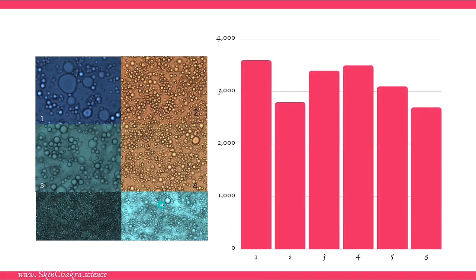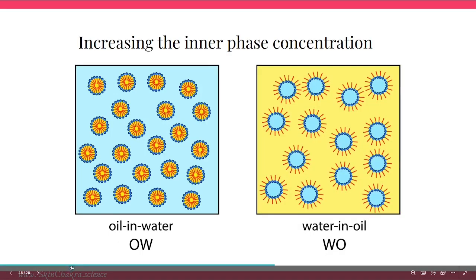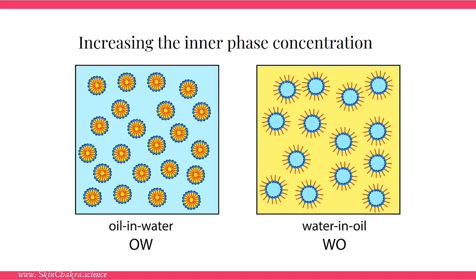So it is here again not about which is better, which is worse, but you need to keep in mind that the method that you use for the emulsion making and homogenization has a huge impact on the particle size and on the stability and viscosity of the emulsion. So the first or easiest way to increase the viscosity of an emulsion is increasing the inner phase concentration.